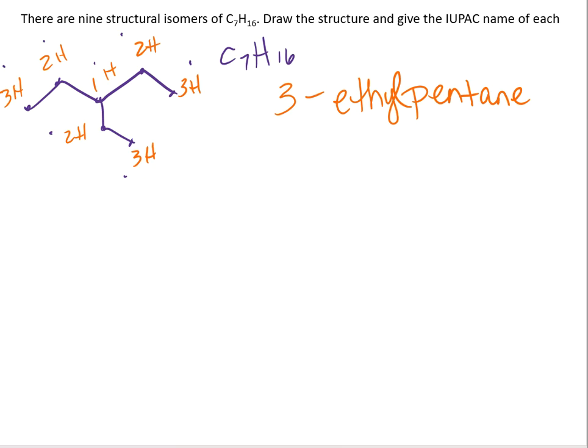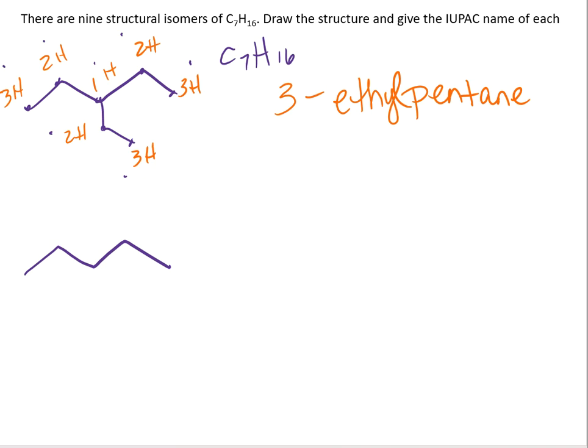There's no other way that we can add an ethyl, because if we add an ethyl to this carbon, we're back again to 3-methylhexane, because it would extend our parent chain. So we have no other ways that we can show 5 as the parent chain, but have a substituent of ethyl.